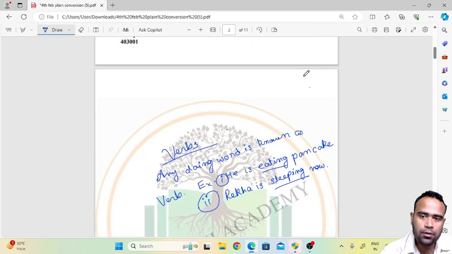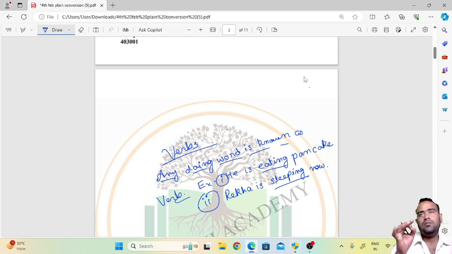Today we are going to learn the grammatical chapter of verbs. Now what is a verb? Simple. Any doing word is known as a verb. We can see here, any doing word is known as a verb. For example, let me make this a little bit simpler. The word which expresses that the subject is doing some kind of work is known as a verb. Let's see the example so that we can understand.